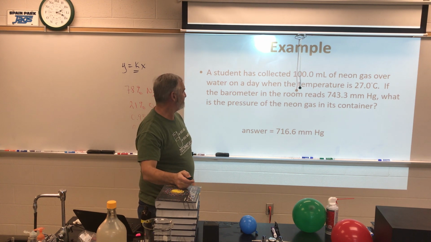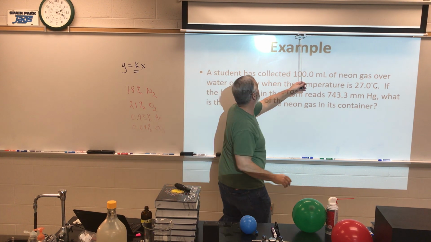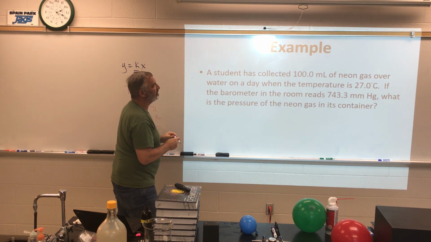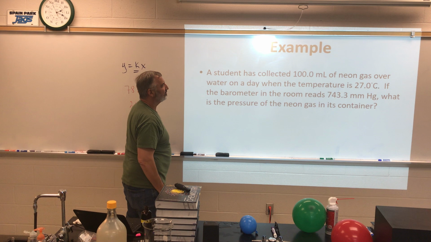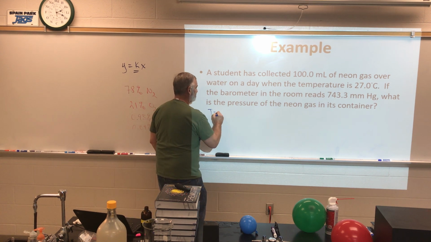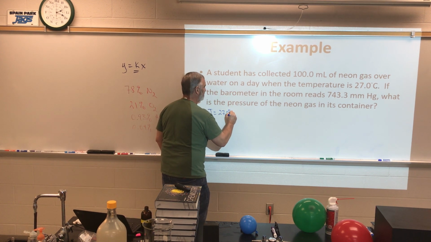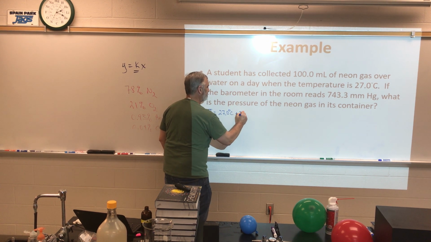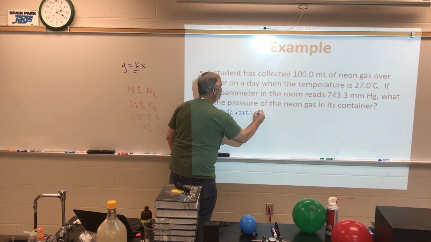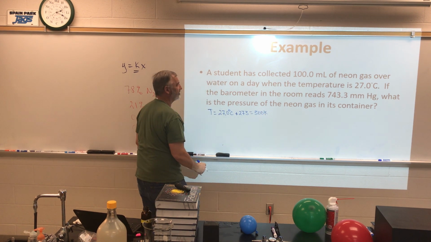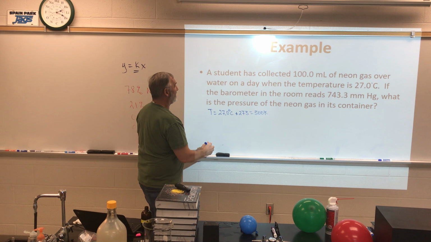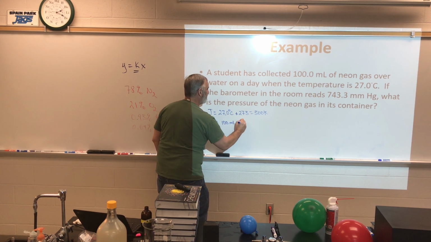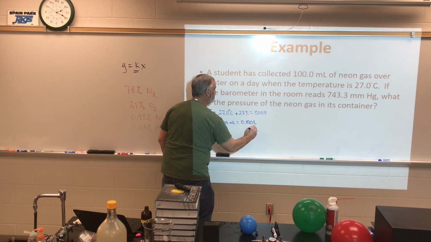All right, so let's just see how you worked it, if you got this. So we can just say, a student collected 100 milliliters of neon gas over water when the temperature, so I know the temperature is equal to 27 degrees Celsius, which we add 273. So that's going to be 300 K. So that's my temperature. Okay. The volume is equal to 100 milliliters, but I know I need to convert that. I'm going to just go ahead and make that liters.